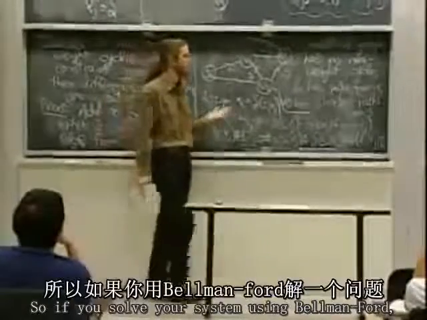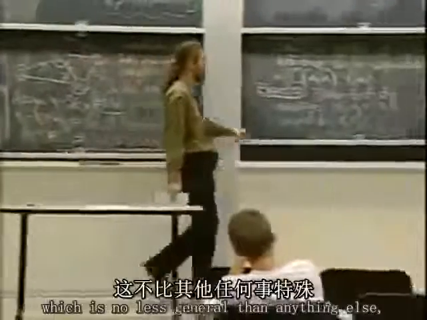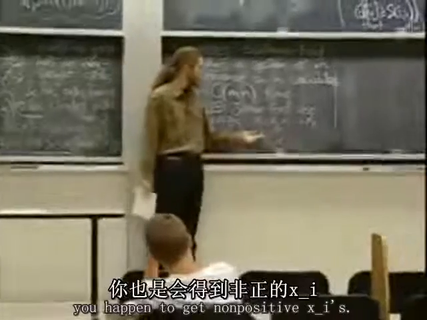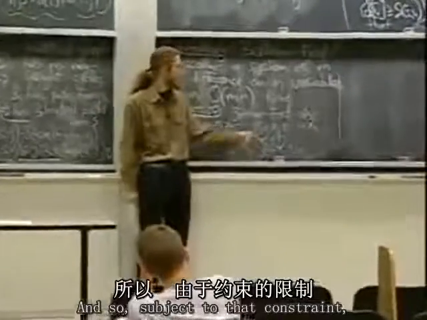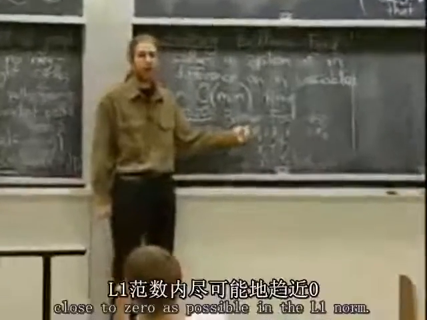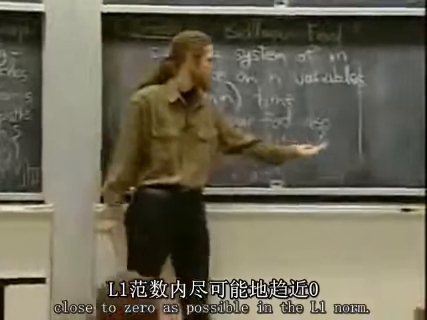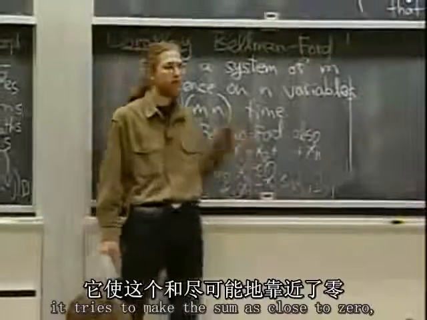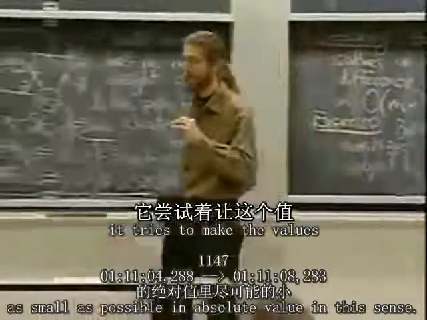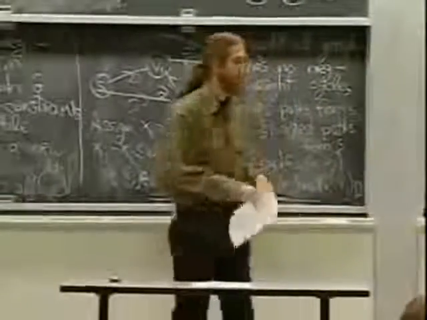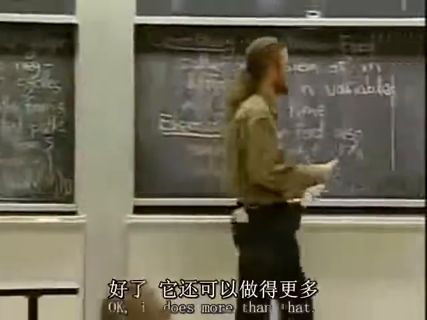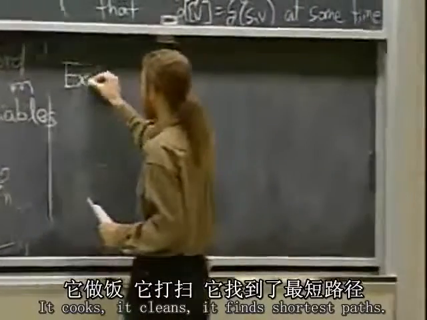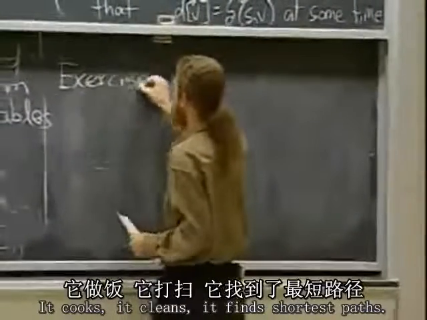So if you solve your system using Bellman-Ford, which is no less general than anything else, you happen to get non-positive xi's. And so subject to that constraint, it actually makes them as close to 0 as possible in the L1 norm, in the sum of these values. It tries to make the sum as close to 0. It tries to make the values as small as possible in absolute value, in this sense. Okay? It does more than that. It cooks, it cleans, it finds shortest paths.